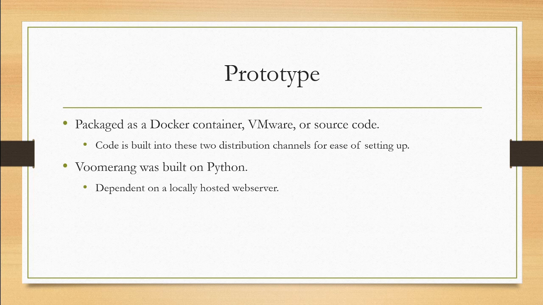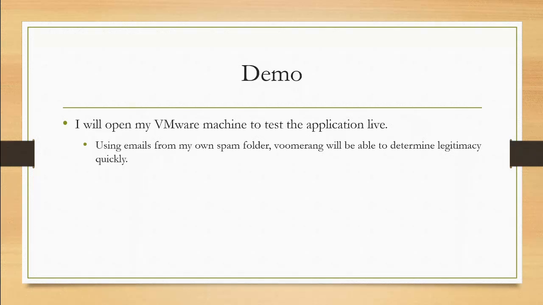It's built on Python, uses Flask for a web server, and it's really reliable. And in just a moment, I'll open my VMware machine to test the application live. Using emails from my own spam folder, I'll be able to determine legitimacy quickly. I'll also be using emails from the master list, and I will be using headers and email addresses to also classify the legitimacy if it is a legitimate email or not.